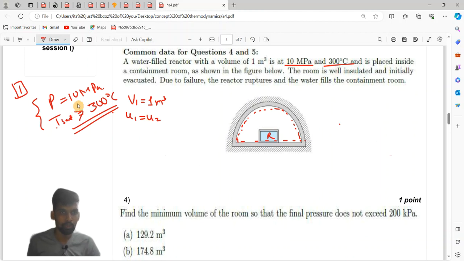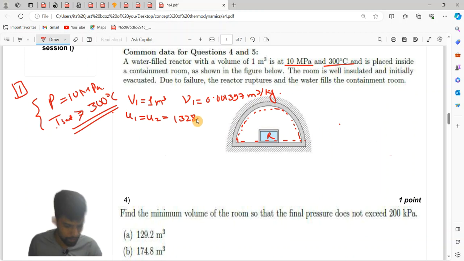I've told you that this is a compressed state. So from the compressed liquid table, you can get the specific volume at state 1, which is 0.001397 meter cube per kg, and the specific internal energy is 1328.34 kilojoule per kg.